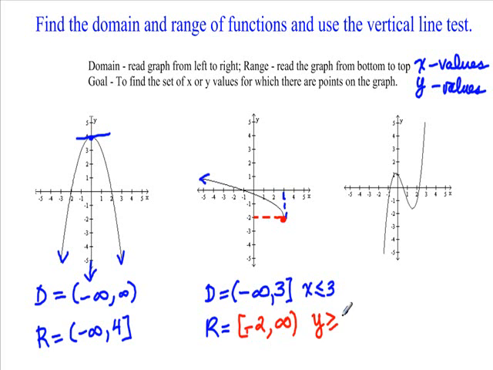And then my last graph. For my domain, this is a graph that extends indefinitely from left to right. So my domain would be negative infinity to infinity, or all reals. And what about my range? This time I'm looking from bottom to top, but it also extends indefinitely in those directions, so the range is as well negative infinity to infinity.